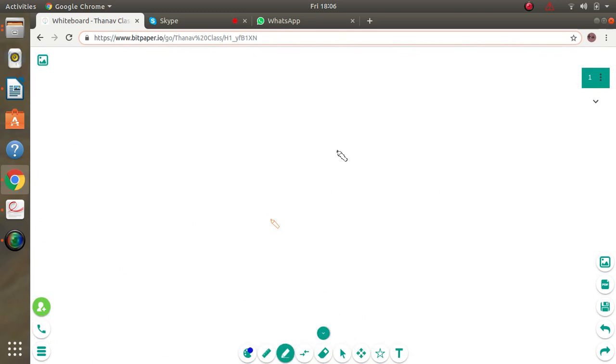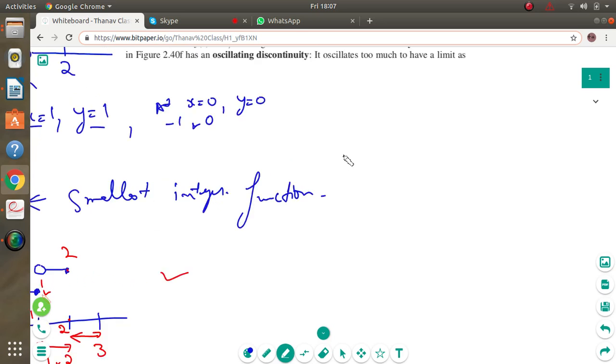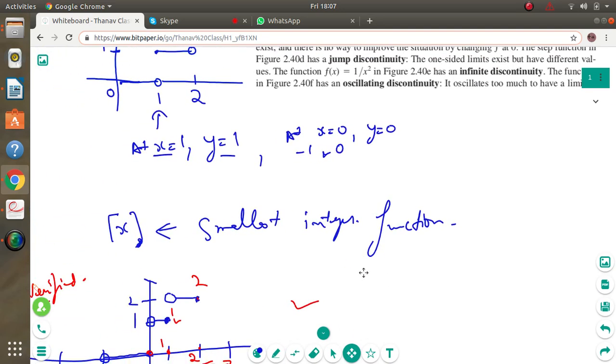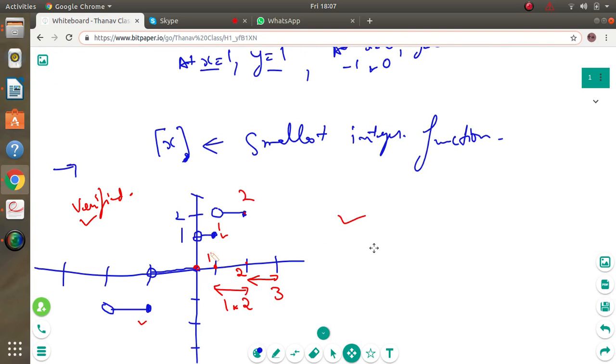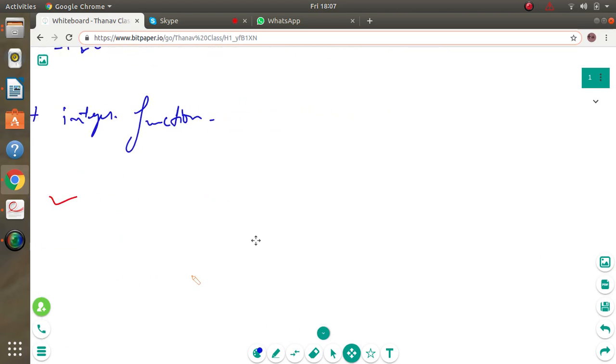So that graph that I just drew here, is it continuous from the right or not? This one is continuous on the left. This graph is not continuous from the right. It is not continuous on the right. It is continuous from the left. Okay.